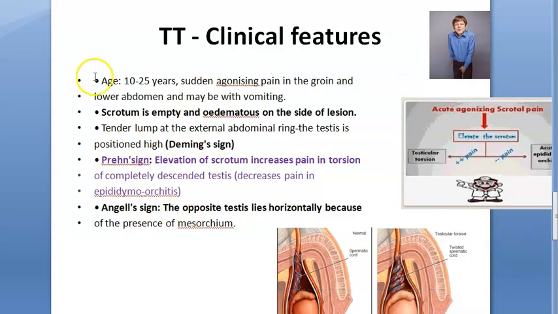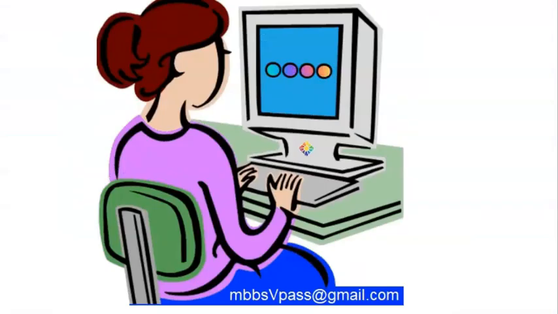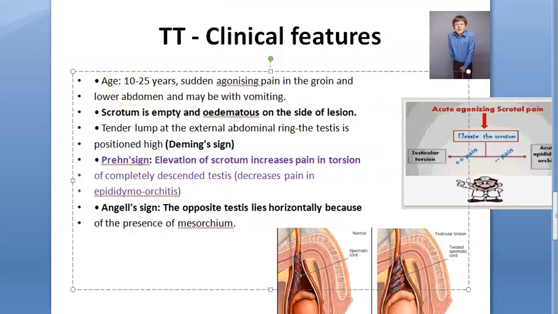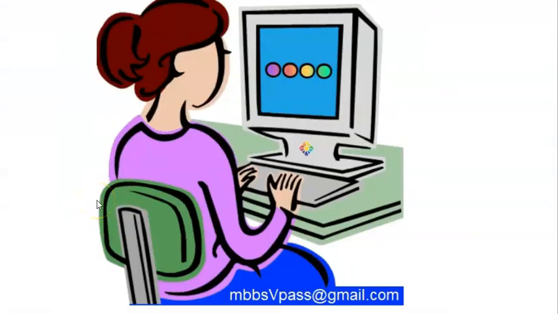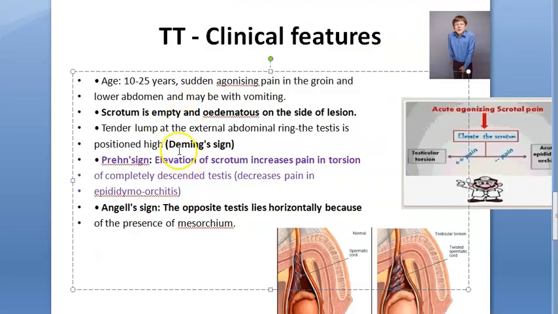Okay, can you tell the clinical features of torsion testis? He'll come with pain in the groin, lower abdomen, and vomiting, and it will be a 10 to 25-year-old boy. Very good. Then if we check the scrotum, it could be empty and edematous. Deming's sign: tender lump at the external abdominal ring, and the testis is positioned high.